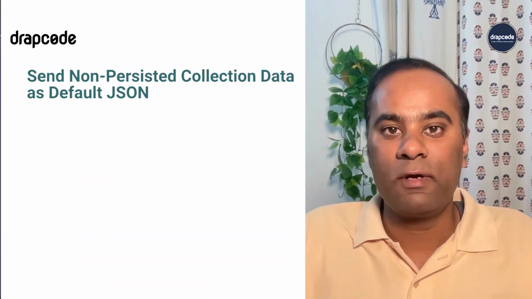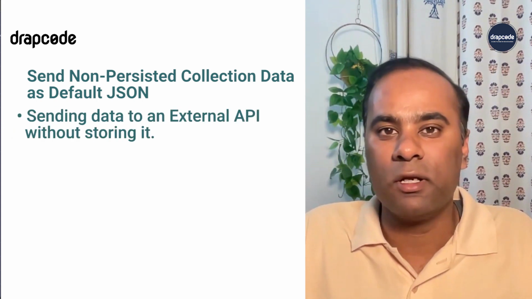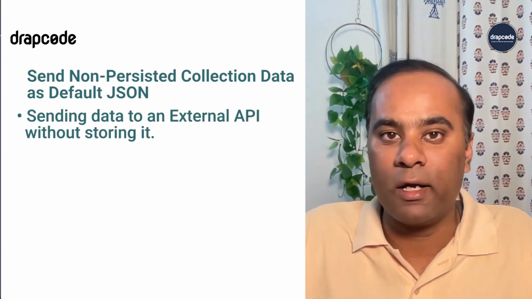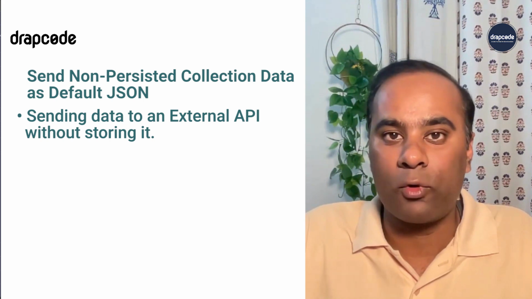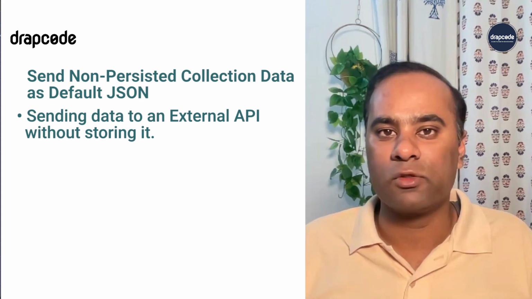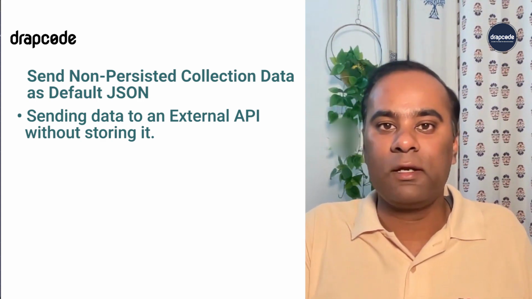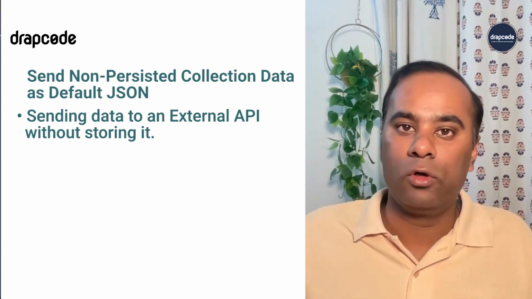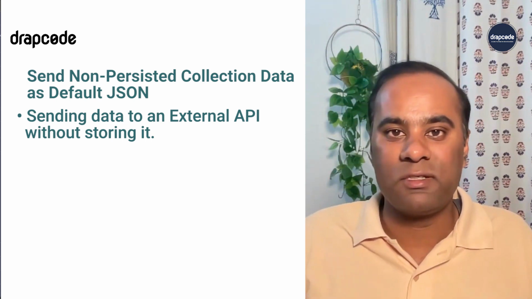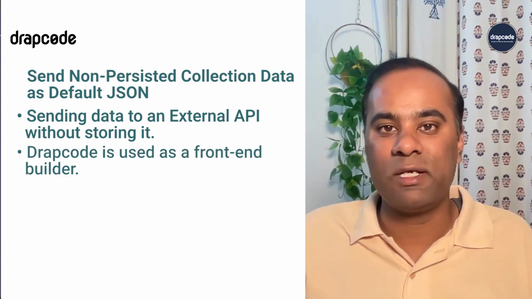So in this video, we will understand how to send data to an external data source or to an external API without storing it. Let's say we are using DrapCode as a front-end builder and we are using some database backend like Supabase or Xano, Firebase, Airtable, where we want to take the data from a form and send it to those external data sources. We are not persisting anything. Everything is happening externally. So DrapCode is being used as a front-end builder. Let's see how that can be done.